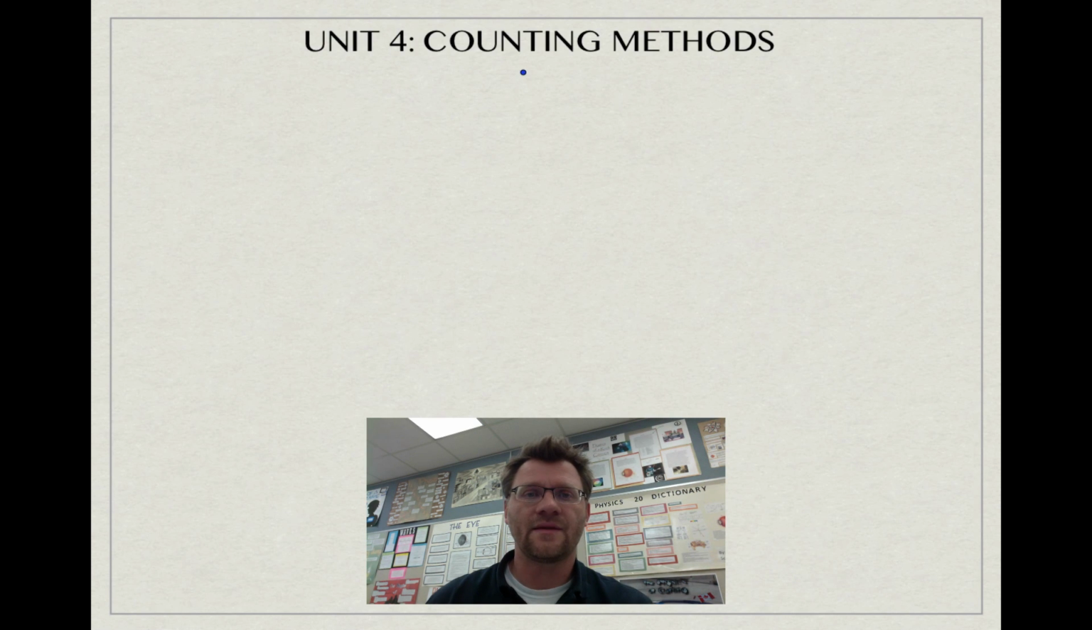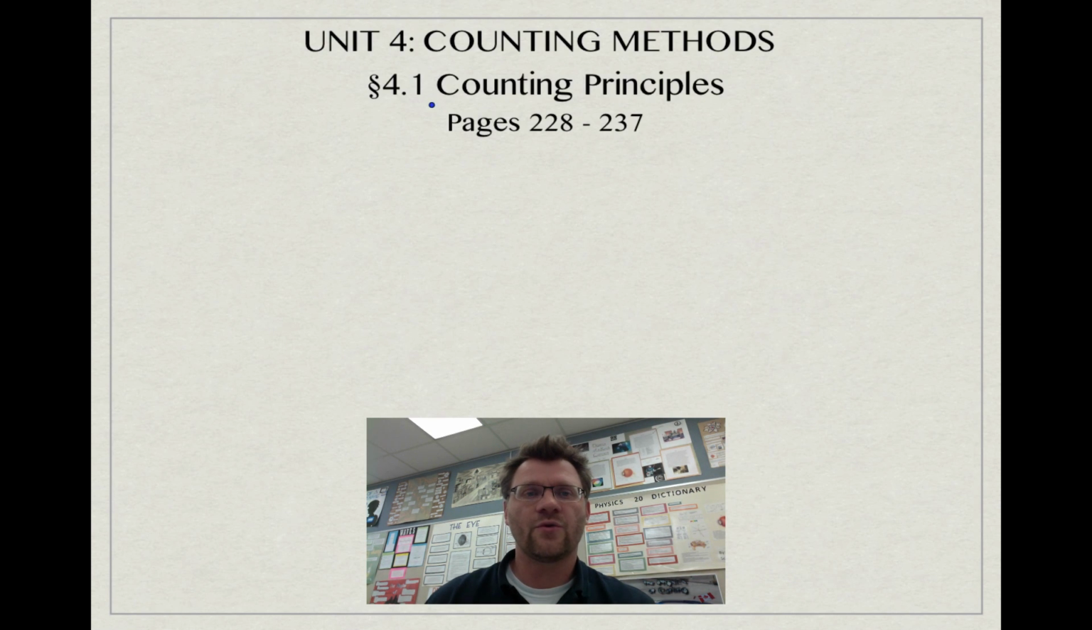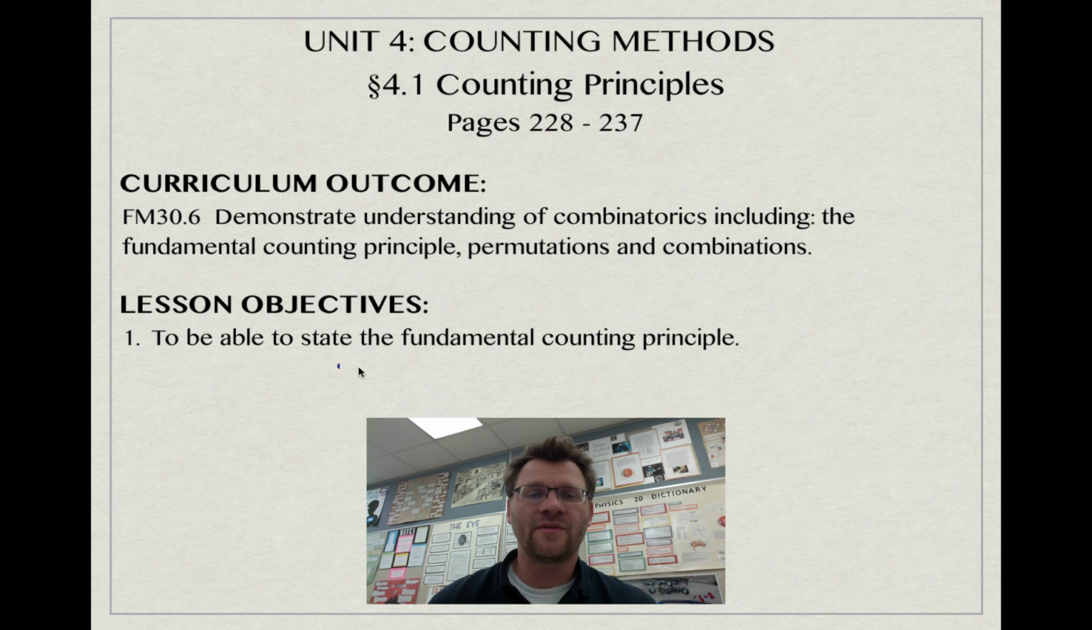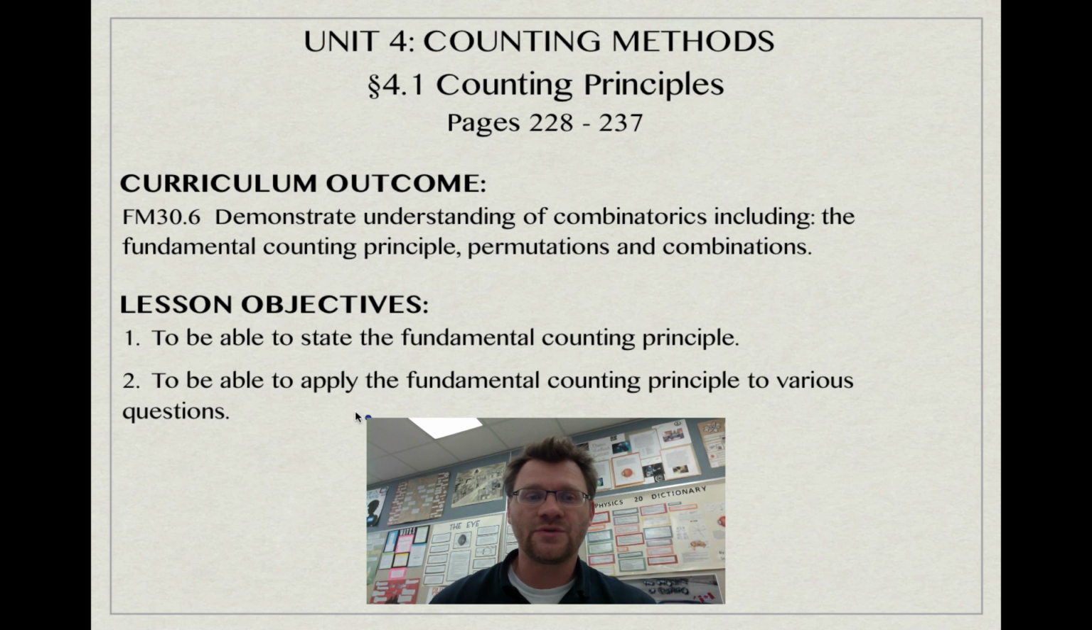Starting Unit 4 today, and that's counting methods. We're looking at 4.1 today, counting principles, which is pages 228 to 237. Our curriculum outcome is 30.6, to demonstrate understanding of combinatorics, including the fundamental counting principle, permutations, and combinations. Our lesson objectives: number 1, to be able to state the fundamental counting principle, and number 2, to be able to apply that fundamental counting principle to various questions.